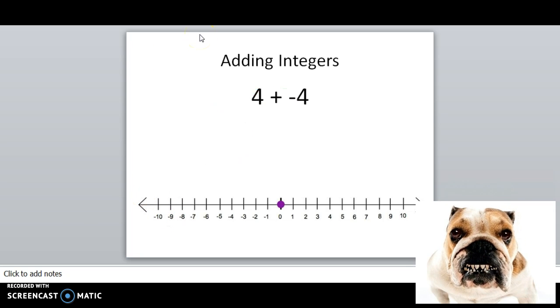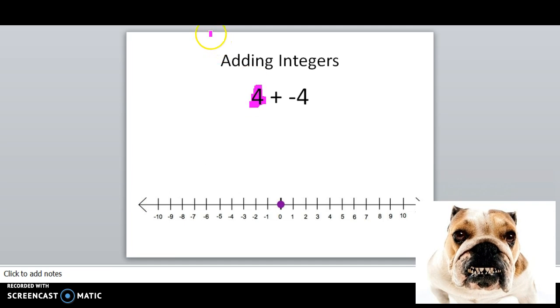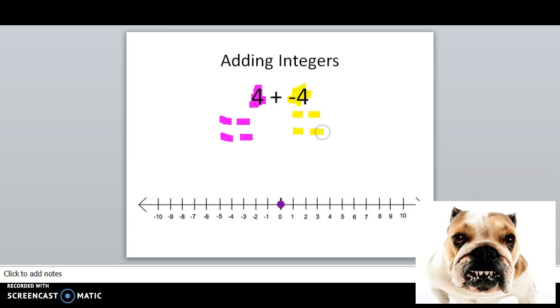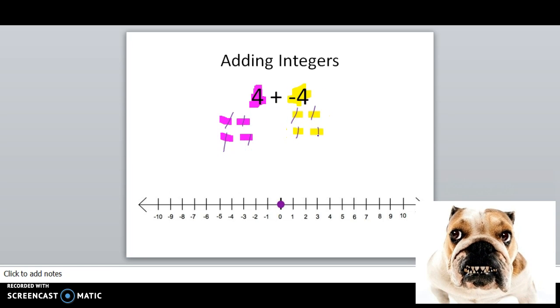Let's do one more example before we get to our graphic organizer. I have positive 4, 1, 2, 3, 4, plus negative 4. 1, 2, 3, 4. I'm going to cancel 1 from each side. Now, because I've canceled out both of them, I'm left with nothing. 4 and negative 4 are opposites, so if we're adding them, they cancel out to 0.